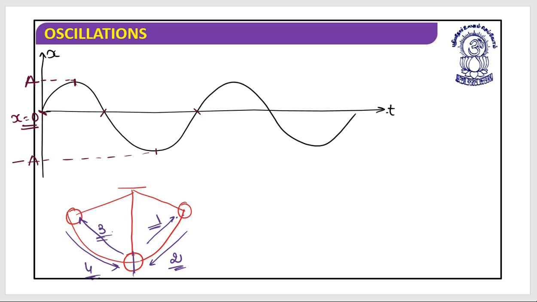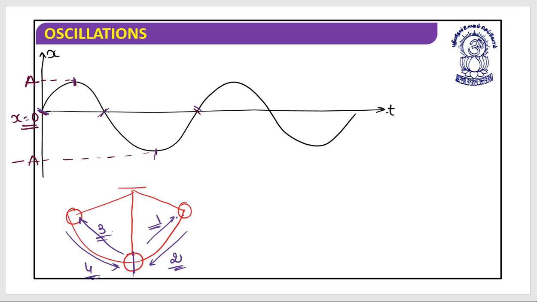Or I should say, let's say this is first, from mean position to maximum position, maximum to again mean position, then to maximum but in the opposite direction, and from that direction to again mean position. If you have completed this, this is what SHM is. I hope this is clear.